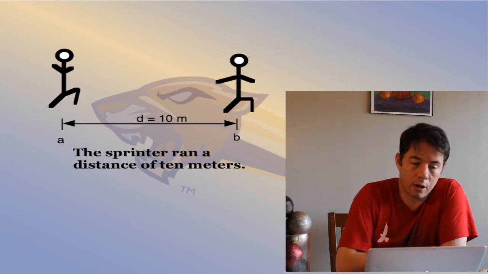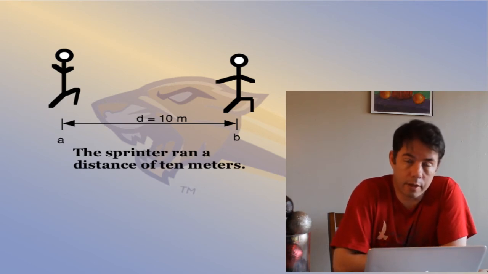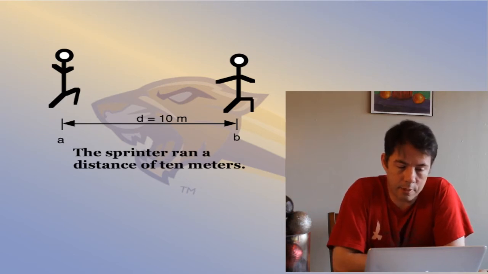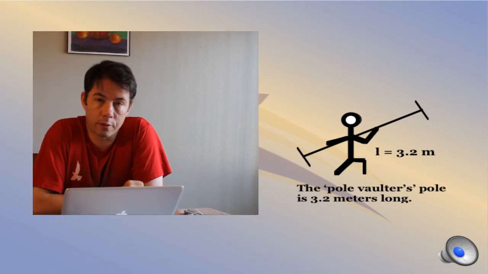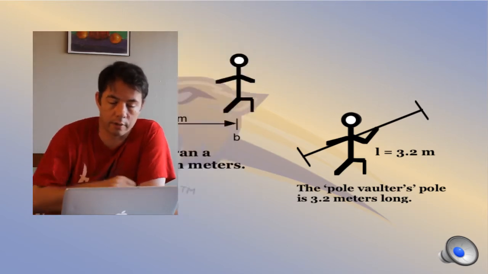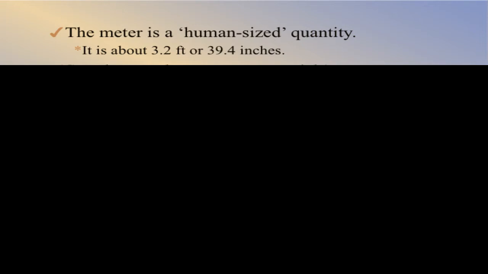So, our agreed upon length of measurement is the meter. A sprinter ran a distance of 10 meters. That would be a distance. But we can measure the length of a pole vaulter's pole and say that it is 3.2 meters long. So the meter is a human-sized quantity. It's about 3.2 feet or 39.4 inches.